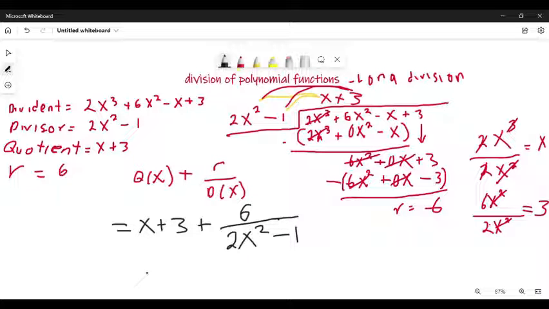So this is your answer. This is how you should present your answer when answering. So having done this, let us now go to the last example of synthetic division. So allow me to rub.